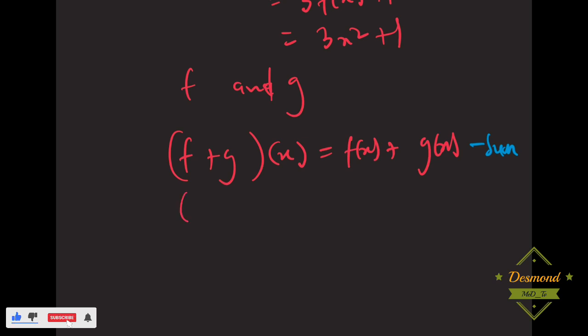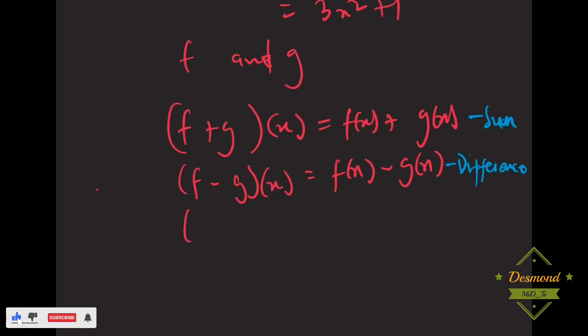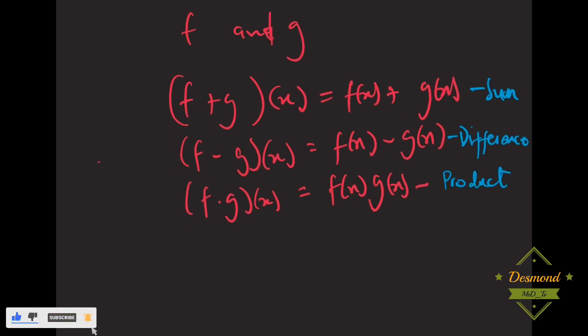Now let's take another function. Let's say we have f minus g of x. This can be equal to f of x minus g of x. You can see that this is the difference. Now let's take another one. Let's say we can have something like f times g of x. This one can be equal to f of x times g of x. What is this? This one is the product.